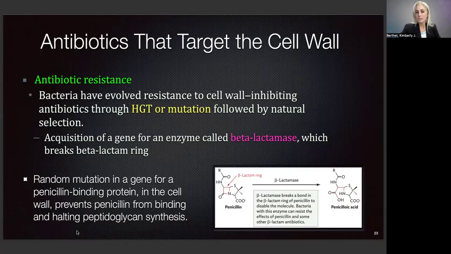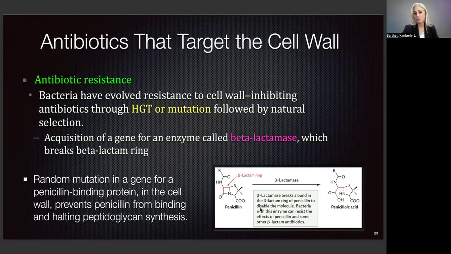So antibiotic resistance, again, with the beta-lactam ring, here we can see the beta-lactam ring can be altered by beta-lactamase. Beta-lactamase is going to break that beta-lactam ring, and we lose the functionality of the beta-lactam ring when it changes conformation, when it changes its molecular structure here. So the ability for microorganisms to be antibiotic resistant falls on horizontal gene transfer or mutation.